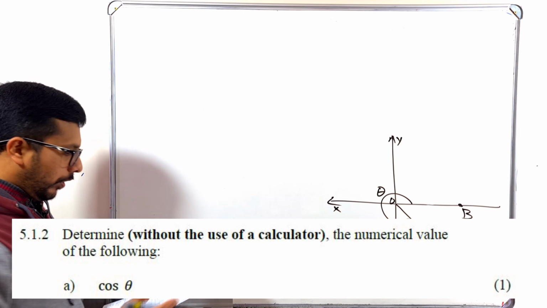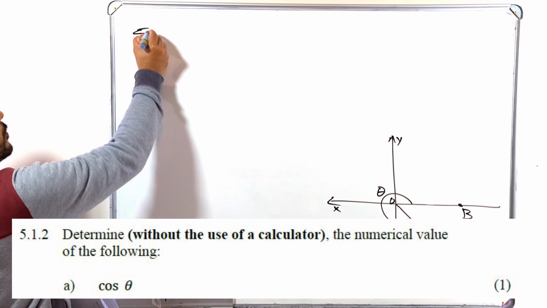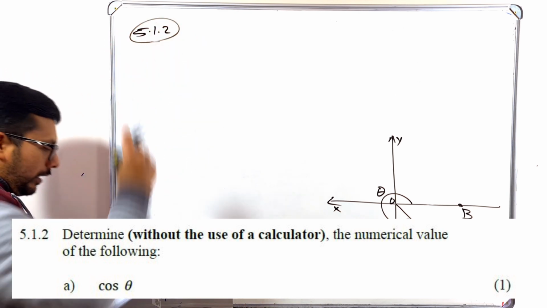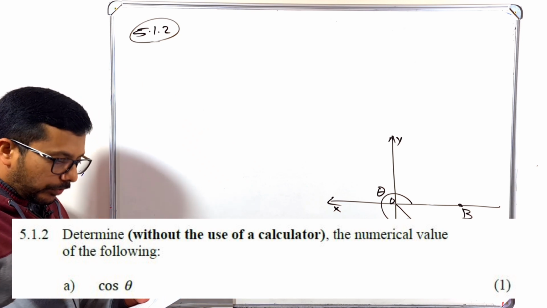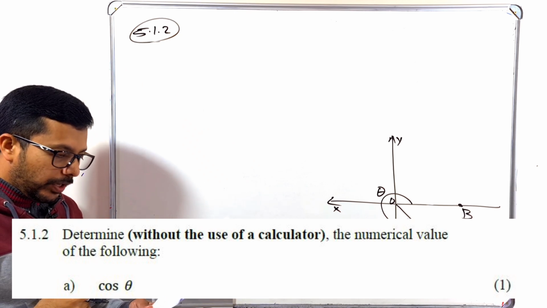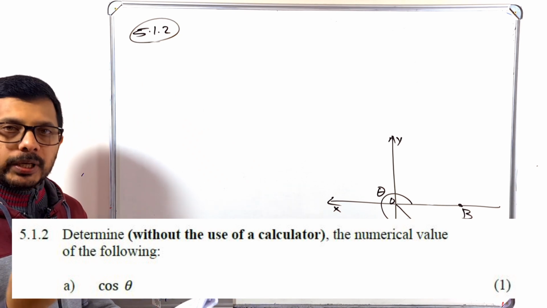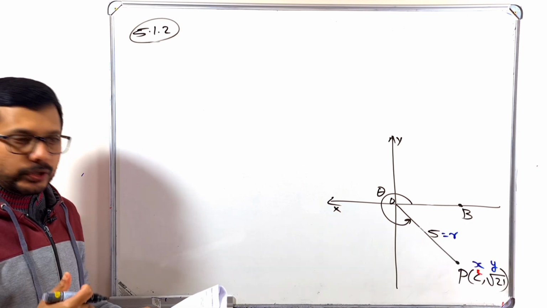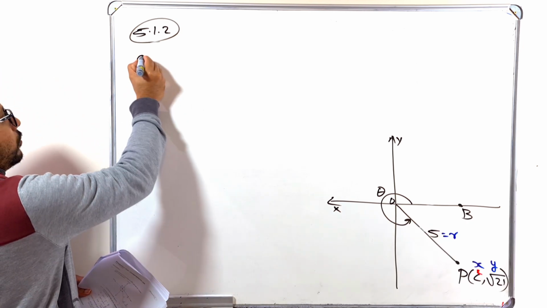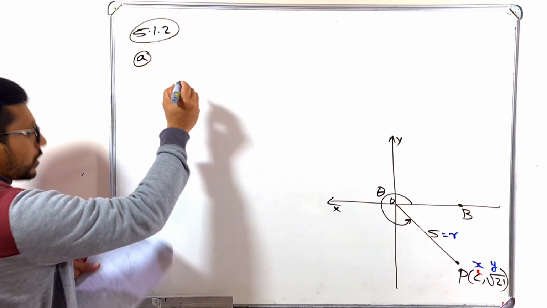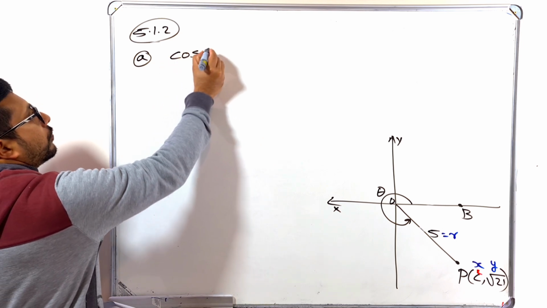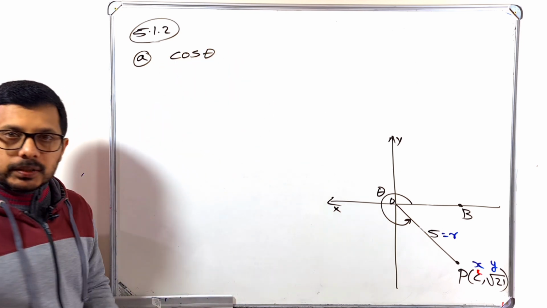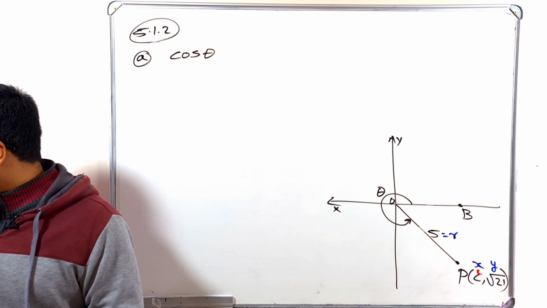Okay, next question, 5.1.2. Determine without the use of a calculator the numerical value of the following. You have to find the number value of the following. First, question A, cos theta. You have to find the value of cos theta. So how can you find this one?